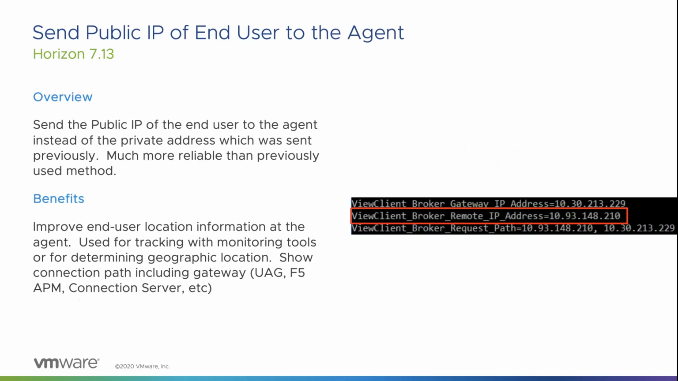This is something I was very happy to see. So, sending the public IP of the end user to the agent. This is something that was very hit or miss in the past, getting the actual public IP address of the end user into the agent, and then really seeing the path. Seeing their broker gateway IP address, whether it's a UAG, F5, or connection server, and really seeing that connection path. And this can be used for monitoring tools like we mentioned, VROps, Control Up. It can be used for determining geographic locations, and it's completely been redone, and it's much more accurate now.